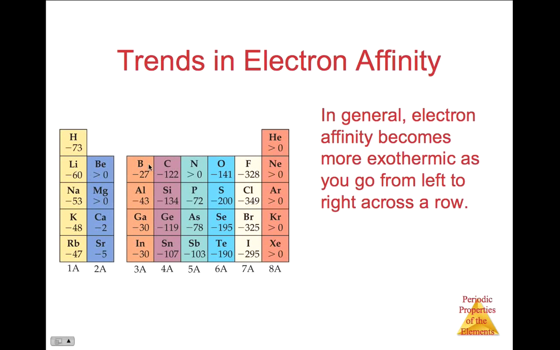In general, the electron affinity becomes more exothermic as you go from left to right across a row. Notice from lithium over to fluorine here, as you gained an electron, generally more energy was given off. More energy, weird discontinuity, more energy is given off. You can see that it kind of generally increases. Generally becomes more exothermic. Remember, exothermic means negative.